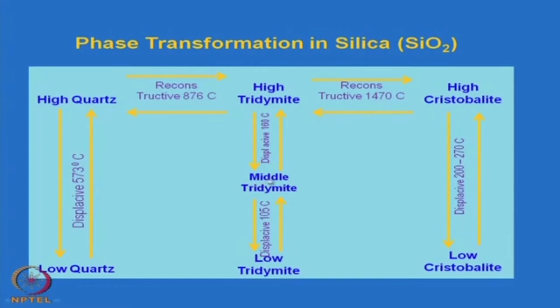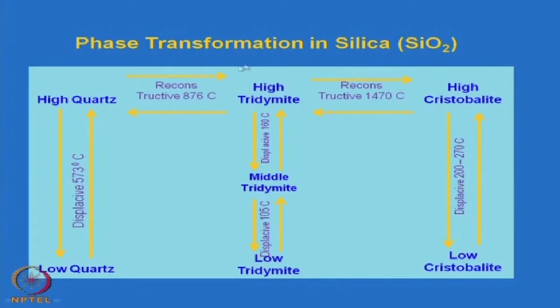Now, this high tridymite, once again, if you cool below about 160 degrees centigrade, you will find another phase forms which is called beta, a middle tridymite, and still below around 100 degrees centigrade, it goes to low tridymite. Here also the cristobalite goes to a low cristobalite phase, which is different from the high cristobalite, at a much lower temperature, around 270 degrees centigrade.